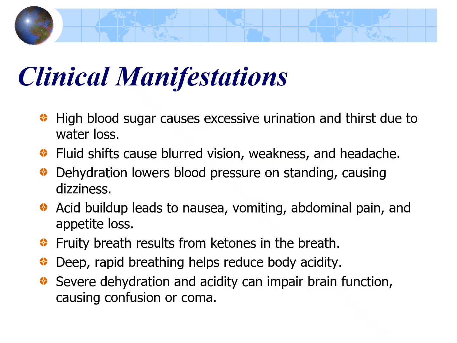Let's look at the signs and symptoms. We have hyperglycemia, which causes polyuria and polydipsia. This occurs because sugar in the urine draws out water, leading to dehydration and thirst. There is also blurred vision, weakness, and headache. So high blood sugar changes the fluid balance in the eyes and brain cells, causing these symptoms.